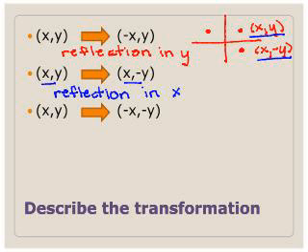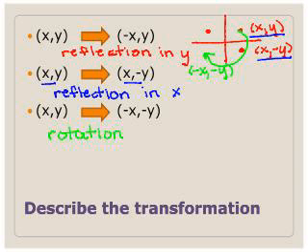Okay. And then the last thing, we're going to take the point (x, y), and we're going to transform it to (-x, -y). Well, that would put it down here. And you can talk about it as a double reflection, a reflection in the x and the y, but actually it is being rotated 180 degrees. So this is a rotation about the origin. So it's a rotation 180 degrees about the origin, okay? So that's the transformation from (x, y) to (-x, -y).